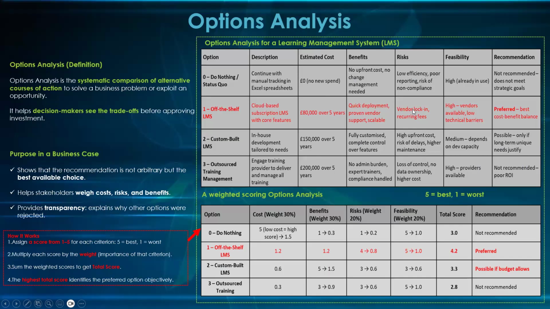So let's look at vendor lock. That's a risk. Let's look at this other one too. There's another option: high upfront costs, risk of possible delay, high maintenance. So again, it's tied to the cost. Feasibility here is high, it's easy. Here is medium.